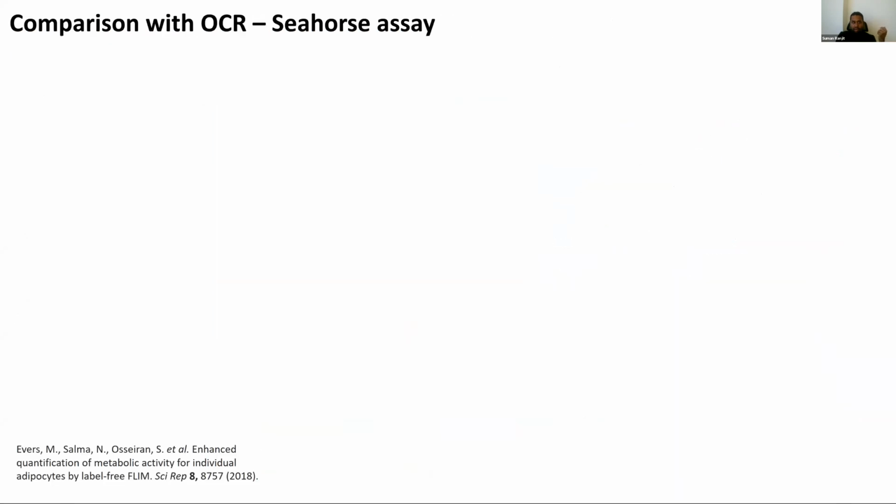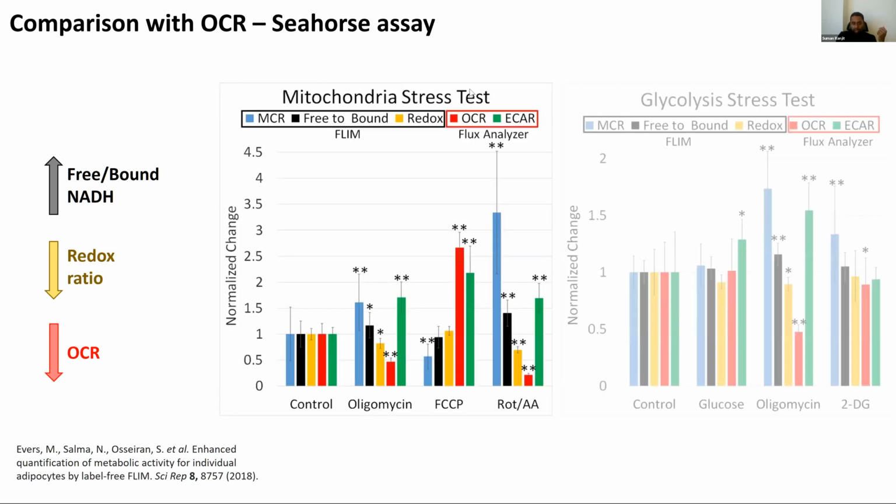These are done in live animal. So, comparison with OCR: the idea again here is if you're free to bound NADH goes up, your redox ratio goes down, and your OCR, the oxygen consumption rate that is measured from the Seahorse assay, would go down. So if you look at the mitochondrial stress test, compared to control, if you add oligomycin, your free to bound ratio goes up, your OCR goes down, which is expected.